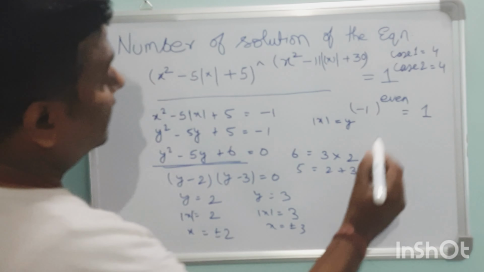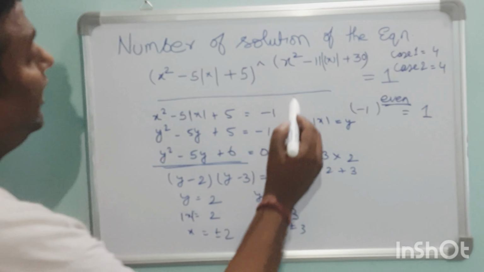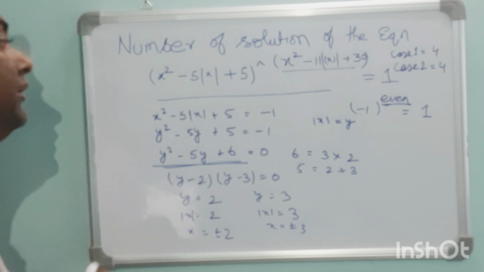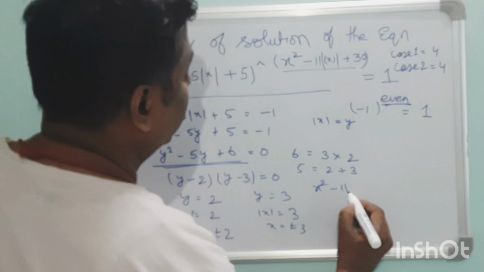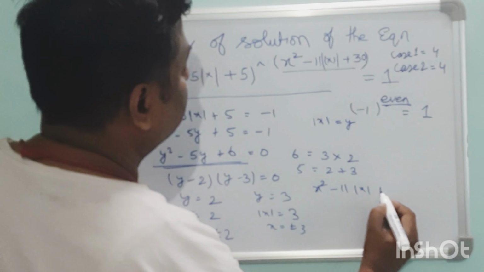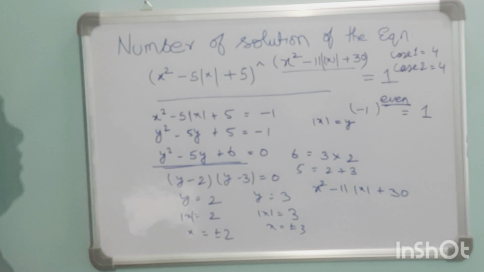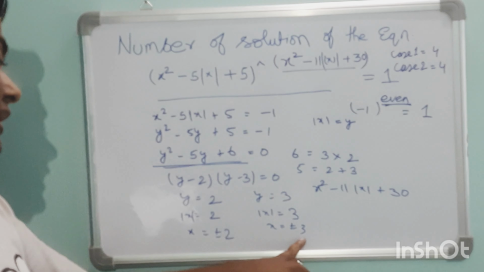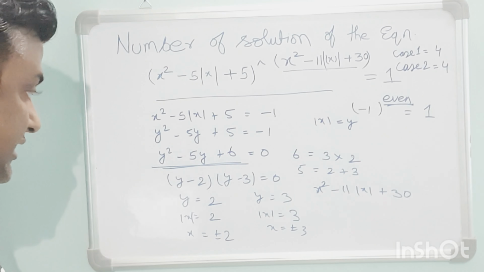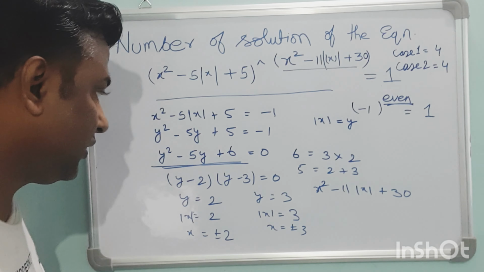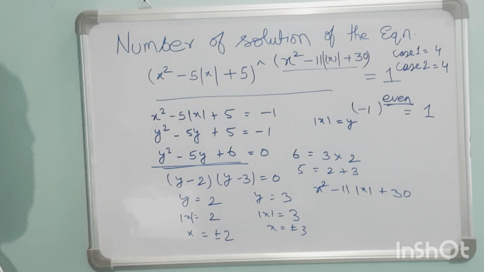Now we need to check that the power has to be even, right? So I have to put these values in the power. What is the power here? x square minus 11 mod x plus 30. This we have to check whether it is even at 2, minus 2, 3 and minus 3. Then we can say which solutions exist. Let us start putting one by one. x is equal to 2.